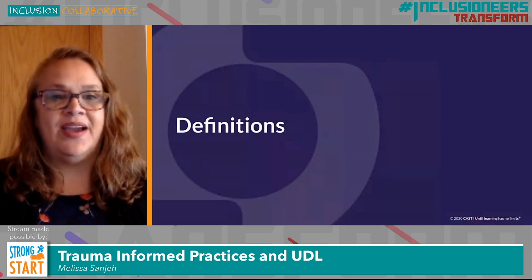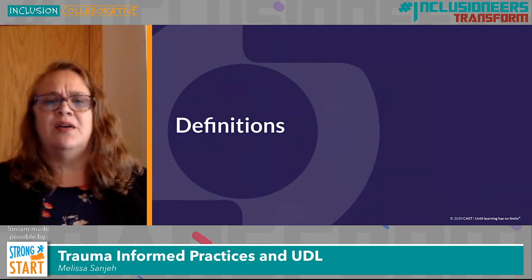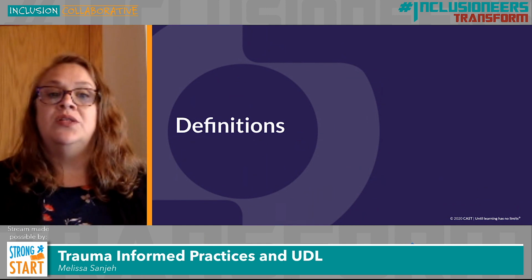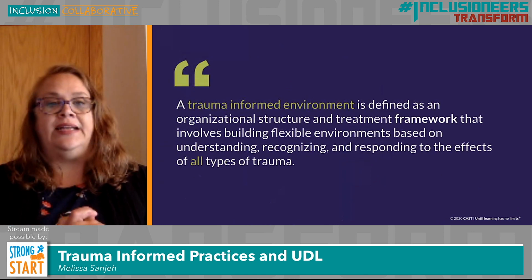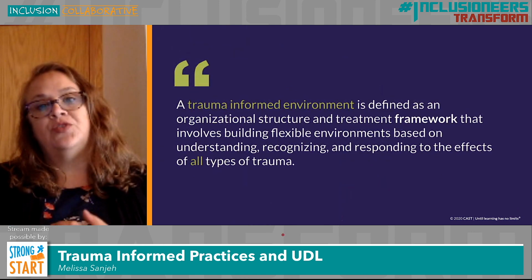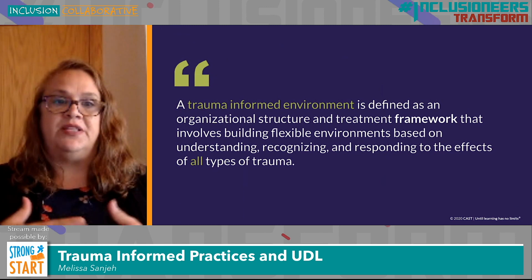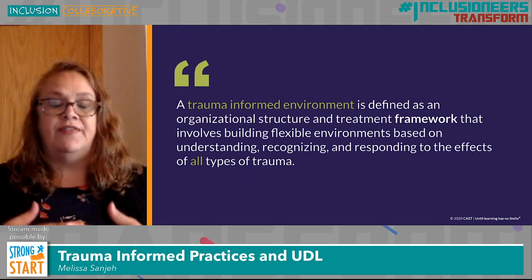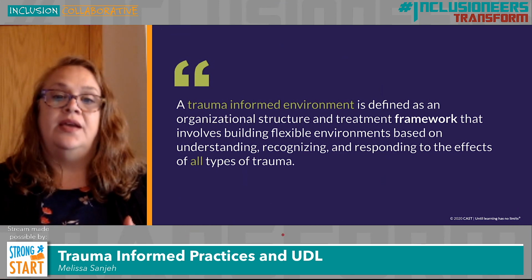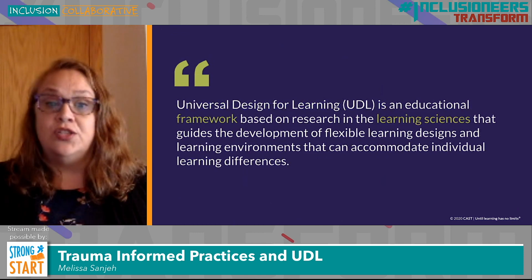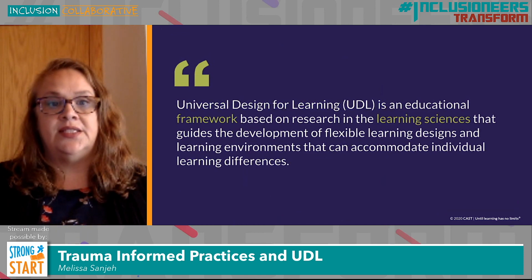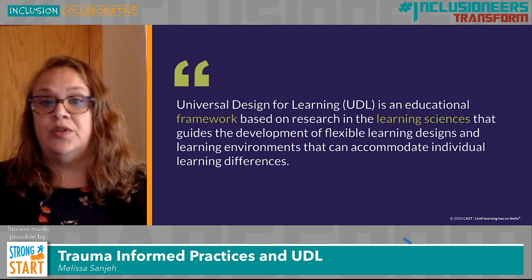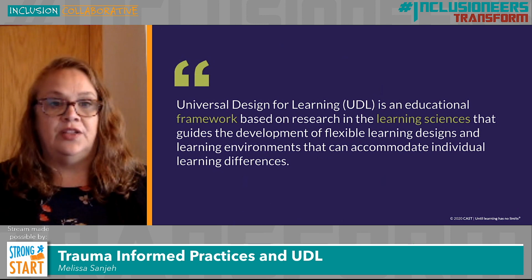All right, welcome back, everybody. First I want to go over some definitions of those 2 frameworks. A trauma-informed environment is defined as an organizational structure and treatment framework that involves building flexible environments based on understanding, recognizing, and responding to the impact and the effects of all types of trauma. And universal design for learning is an educational framework based in research on the learning sciences that guides the development of flexible learning designs and learning environments that can accommodate individual learning differences so that all students can learn.